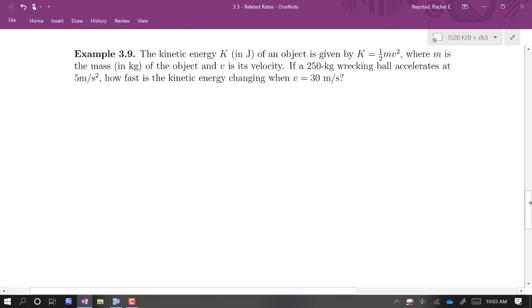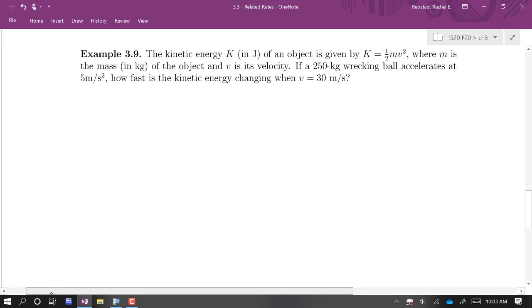All right, in this next problem, they describe the kinetic energy in joules of an object. They give us an equation. They say that this kinetic energy is 1/2 mv squared, where m is the mass in kilograms of the object, and its velocity is v. So then they tell us we have a 250 kilogram wrecking ball accelerating at 5 meters per second squared. How fast is the kinetic energy changing when the velocity is 30 meters per second?